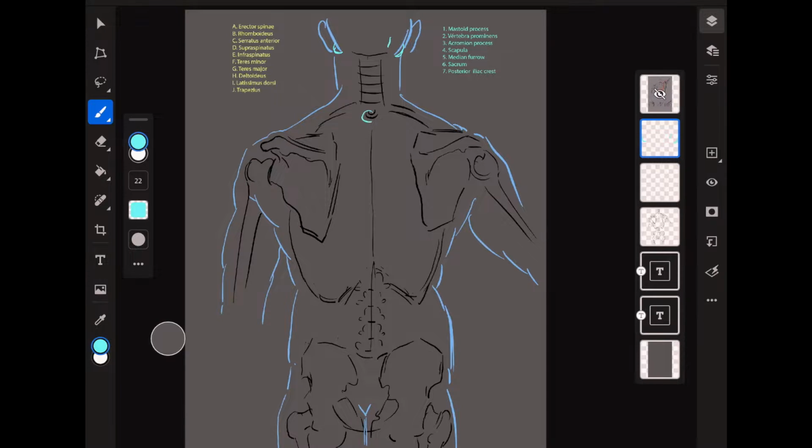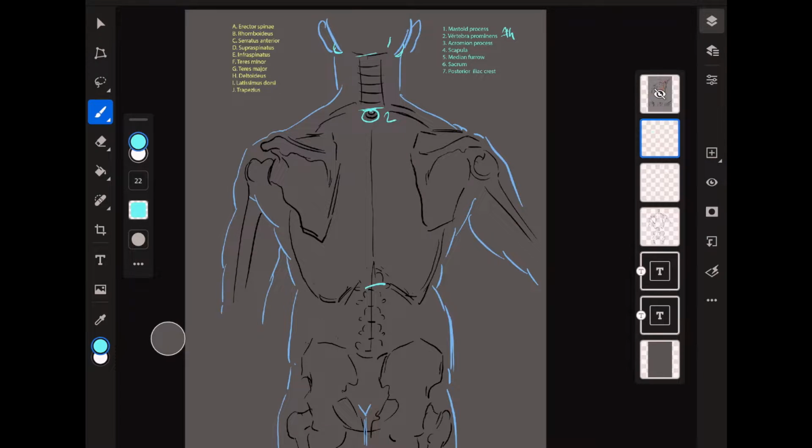Number two, we have the vertebra prominence. That's this little bump right here. Sometimes it's also called the seventh cervical. That bump separates the cervical portion of the spine from the costal portion of the spine belonging to the rib cage. So it's an important indicator of where our rib cage starts, the vertebrae prominence. That's going to be number two.